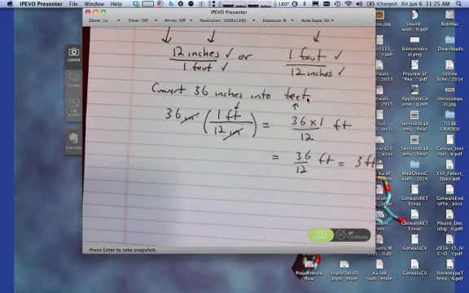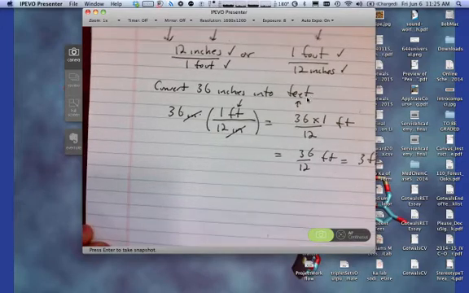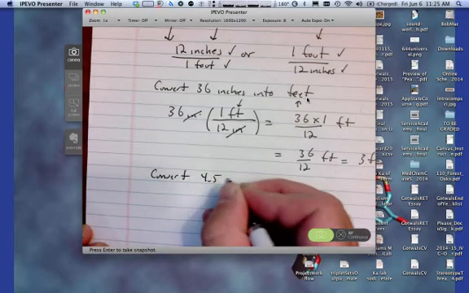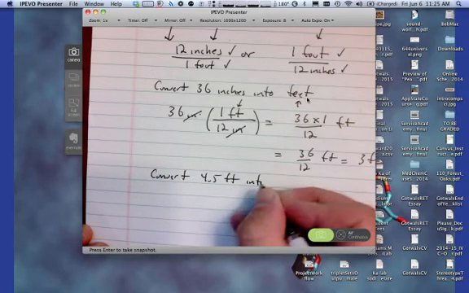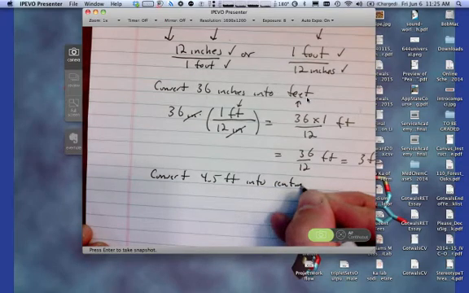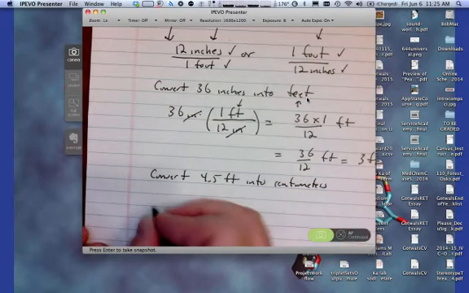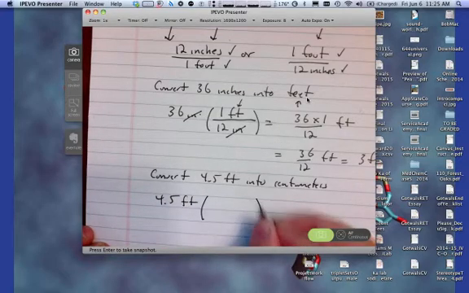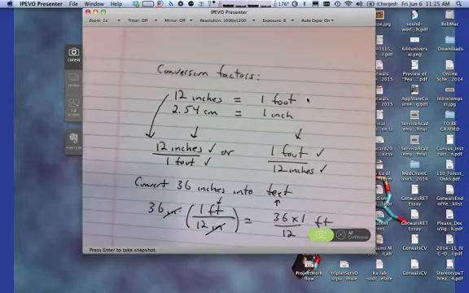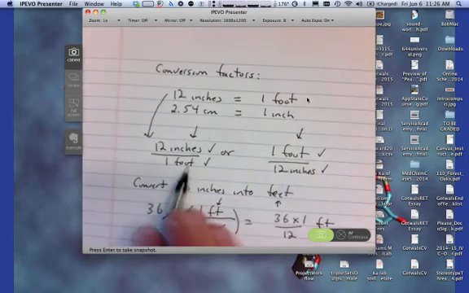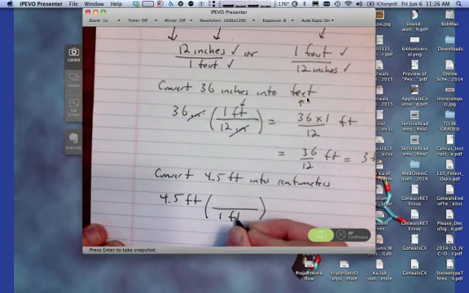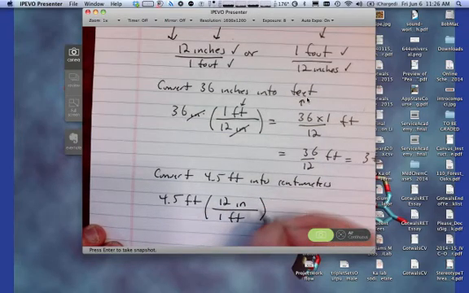Most of the problems that you're going to be asked to do require multiple unit conversions. So for example, if I want to convert 4.5 feet into centimeters, I'm going to start out with the amount that I'm given, 4.5 feet. And given that I have these two conversion factors, I have to pick the appropriate one that's going to put feet in the bottom. So 1 foot is the same as 12 inches. My units of feet cancel.